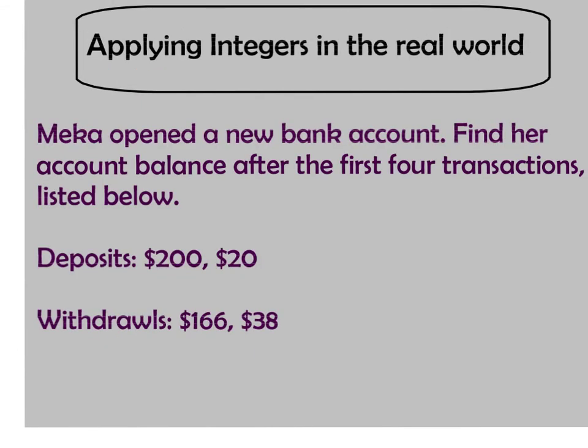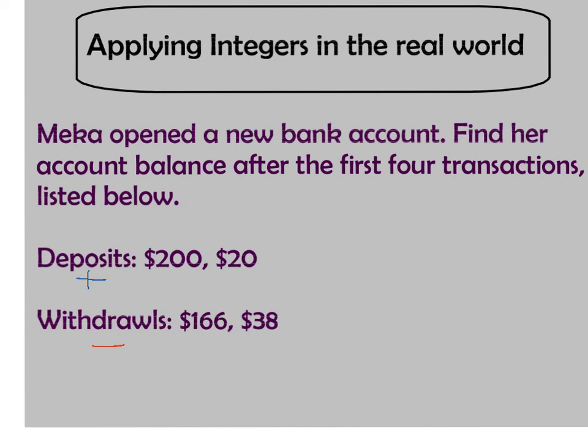Let's keep moving. Okay, here's our last example, and we're going to apply integers in the real world. So here's our problem. It says Mika opened a new bank account. Find her account balance after the first 4 transactions listed below. So deposits, what we have to think about, again, is whether deposits describe a positive or a negative situation. And hopefully you remember that deposits means you're putting money into the bank or you're gaining money, so that's a positive situation. Withdrawals is our negative situation. So these numbers then are negative, or we're taking money out.